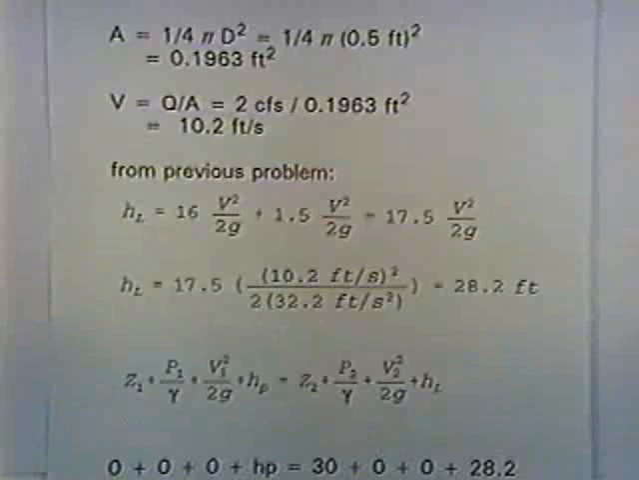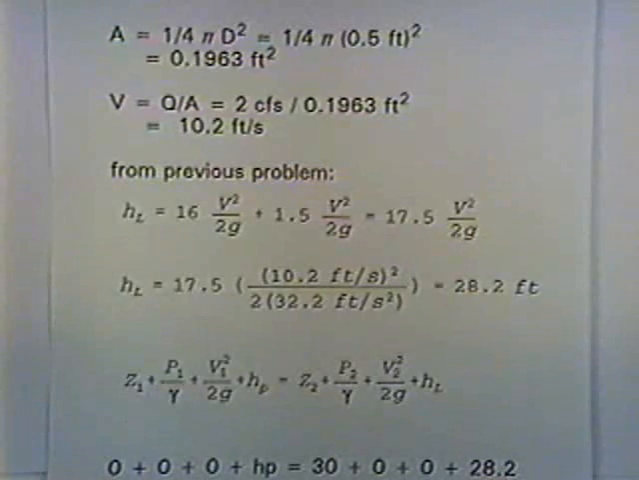We need the area of the pipe. 1/4 pi d squared will give you the area of the circular pipe. We need the velocity. The flow rate of 2 cubic feet per second is given. We know that divided by the cross-sectional area of flow gives us a velocity of 10.2 feet per second.